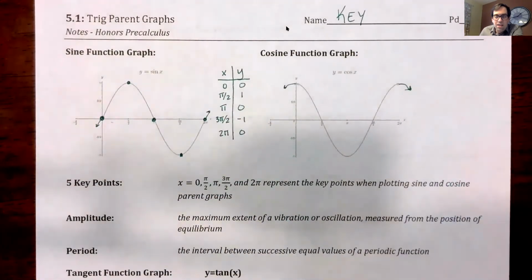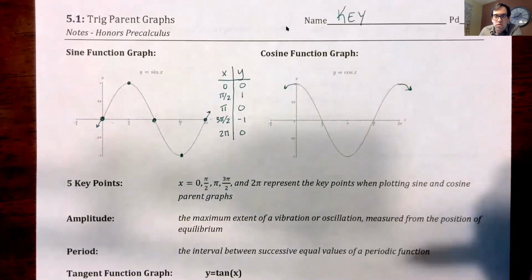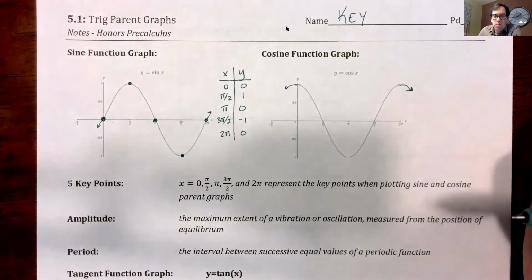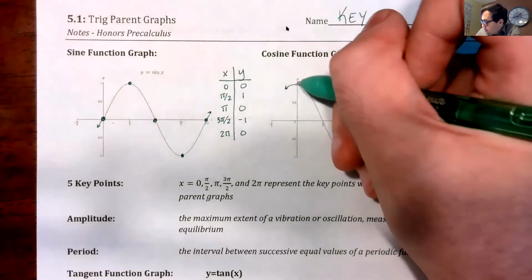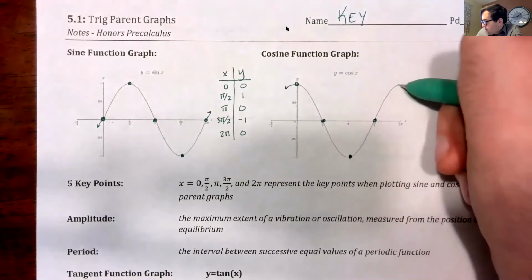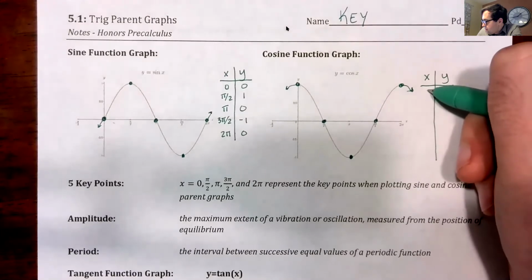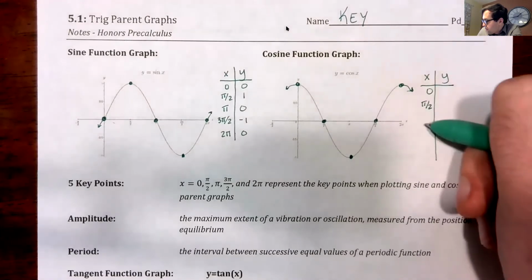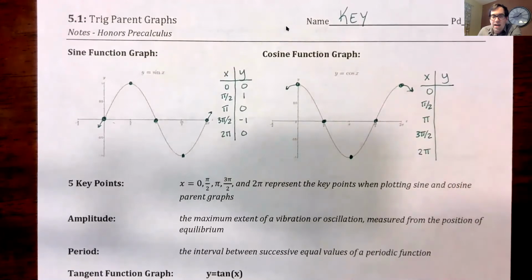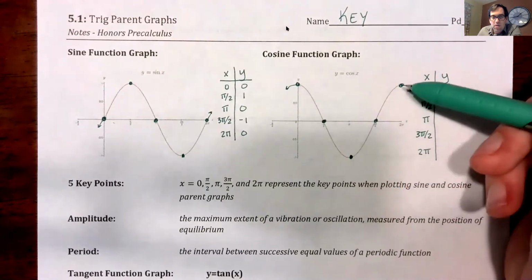And when we get into lesson 2 of this unit, we're going to see how we have some transformations like stretches, shrinks, shifts for these types of graphs. So it's going to be really important that we plot those points. For cosine, it's pretty similar. The same x values, but the y values have shifted. So we have 0, pi over 2, pi, 3 pi over 2, 2 pi. And now the y values start at 1, go to 0, -1, 0, and back to 1.